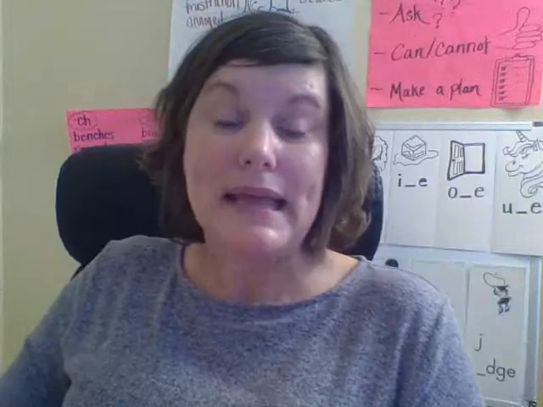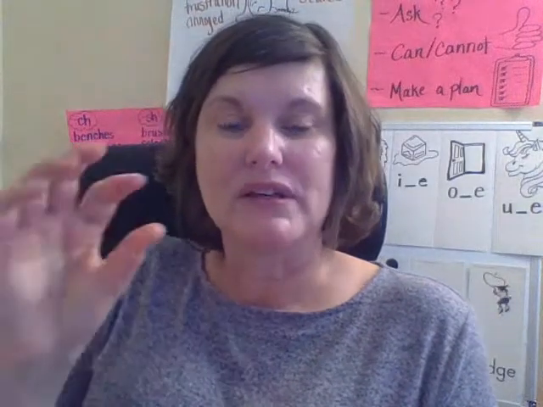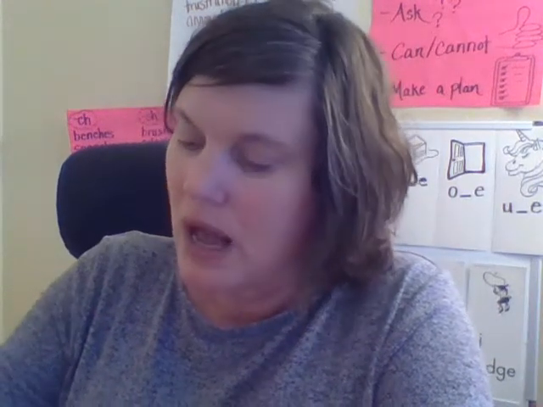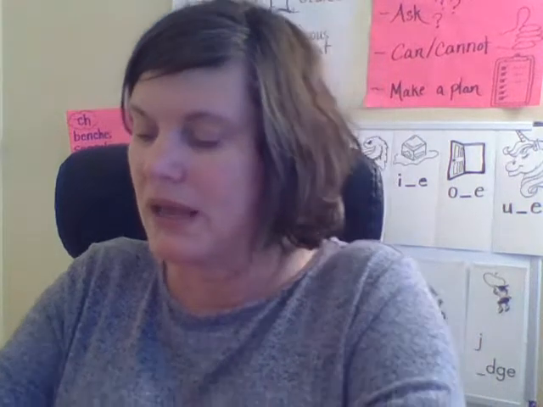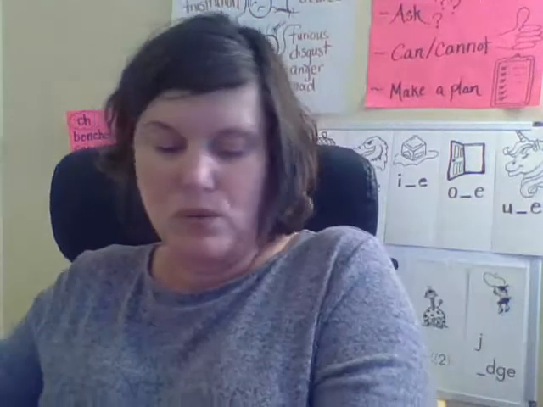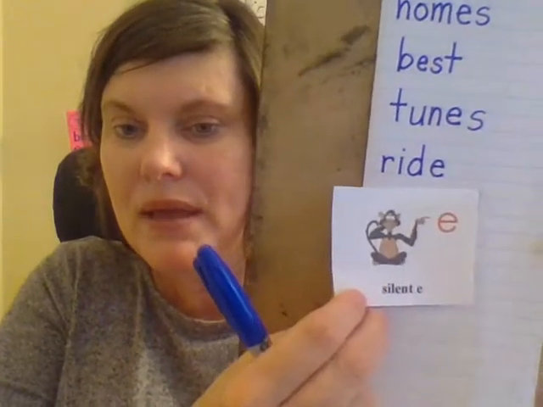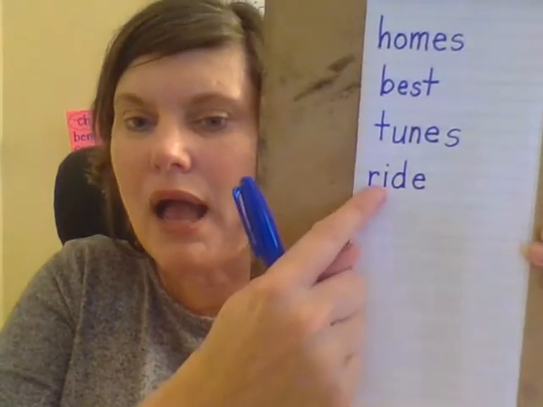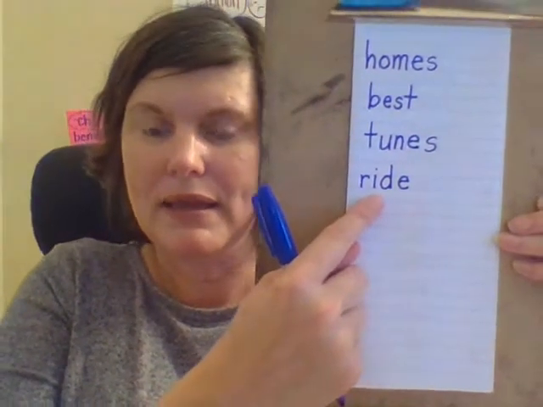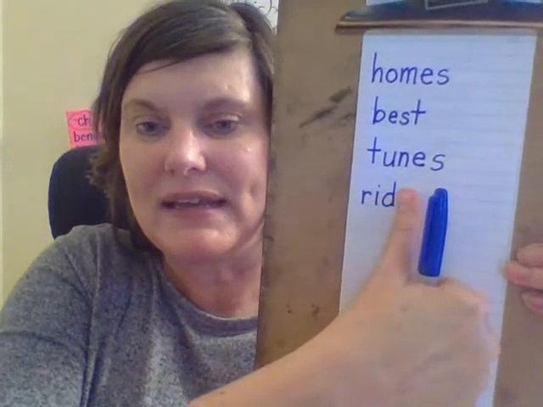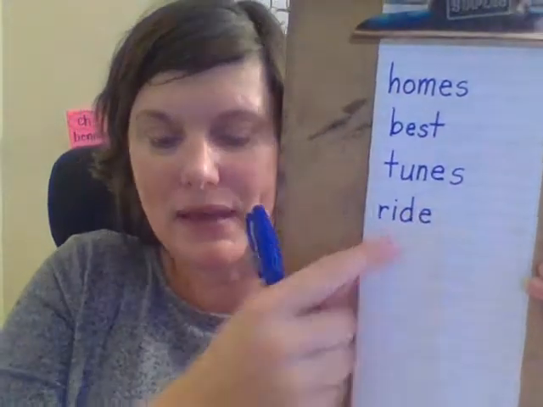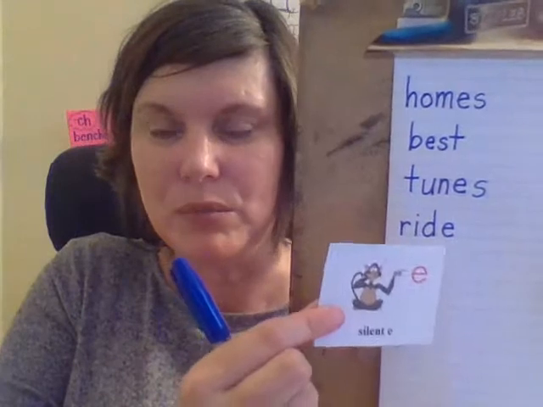Okay, say ride. Sound it. Ride. Go ahead and spell ride. Now, I know this must be a silent E syllable because I heard the long I. And if I didn't have the silent E, it would be rid. Okay, so this is a silent E syllable word.